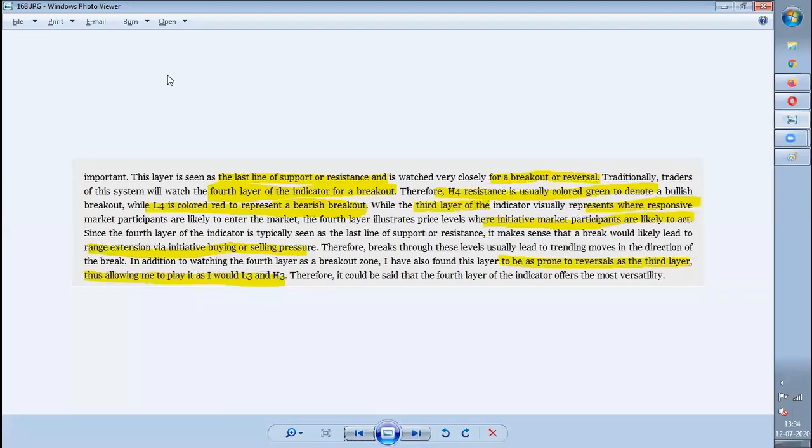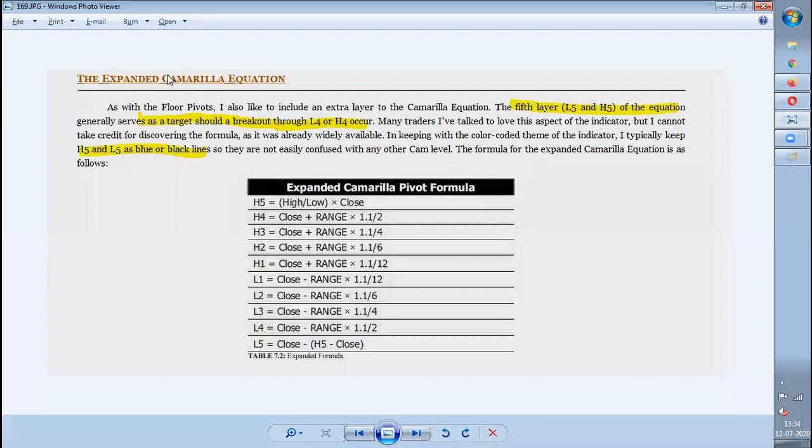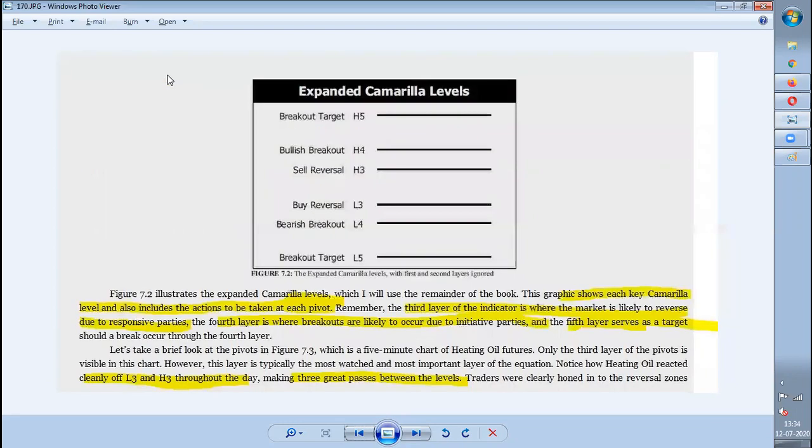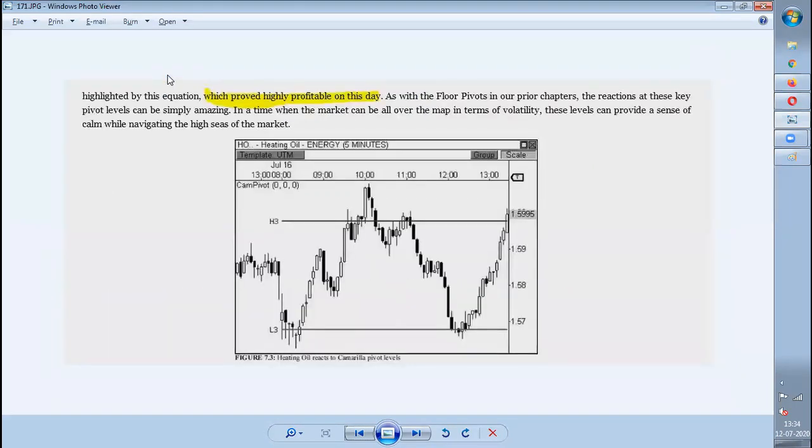And what he has invented in the Camarilla equation is a target layer, which is called H5 and L5, and that is what he has explained over here. So H5 and L5 are the expanded Camarilla levels that PivotBoss has included. Why are H5 and L5 included? L4 and H4 are going to be the breakout levels. So whenever a breakout happens, we have to have some targets, and that is why L5 and H5 were introduced.